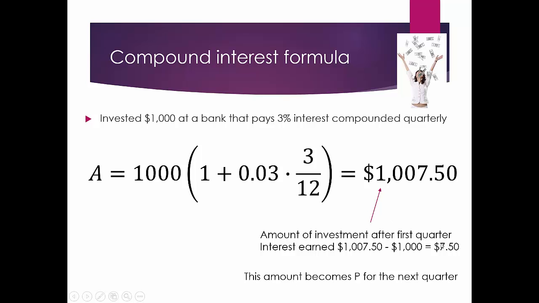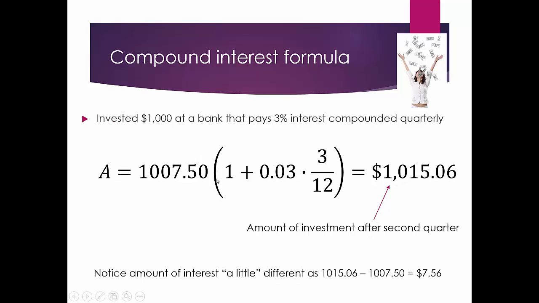This is just after the first quarter. So interest earned would be your $1,000 taken away from this $1,007.50. So you got $7.50. What happens is this amount becomes the principal for the next quarter. So we take this $1,007.50 and that becomes our principal.